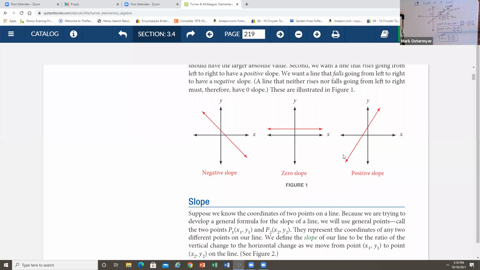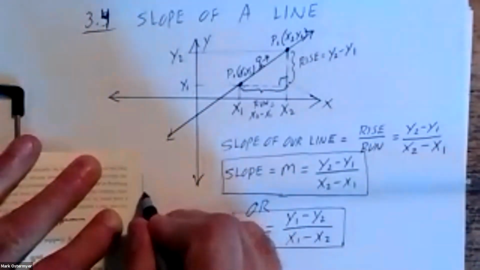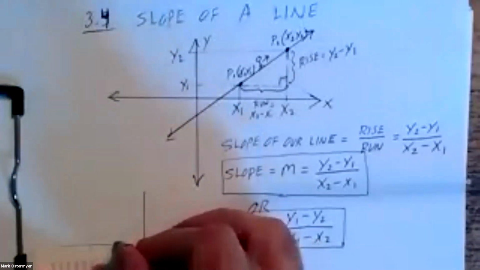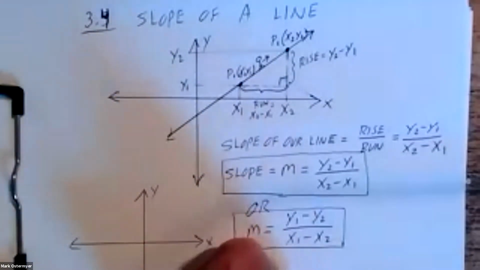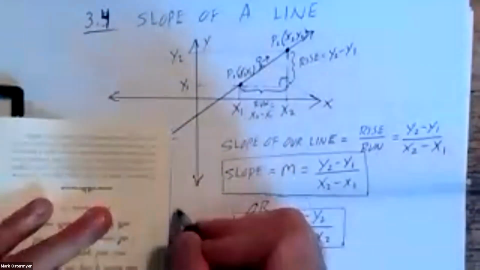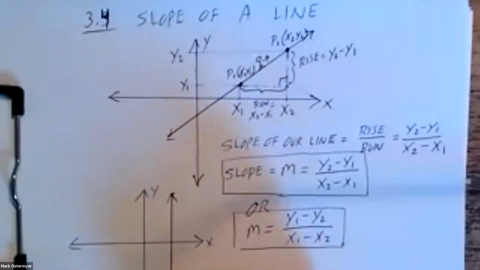By the way, how about a vertical line? What would be the slope of a vertical line? Well, a vertical line in the XY plane, we would say the slope is undefined. So vertical lines always have undefined slopes. Undefined.